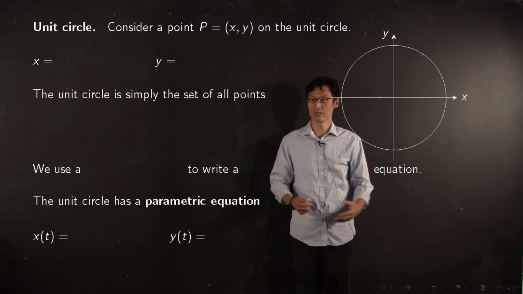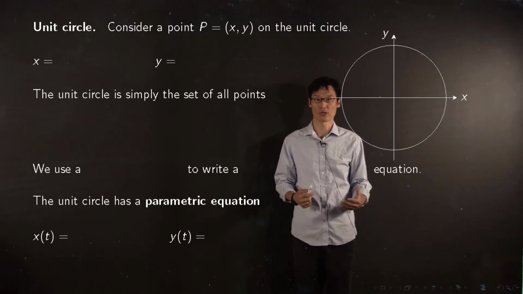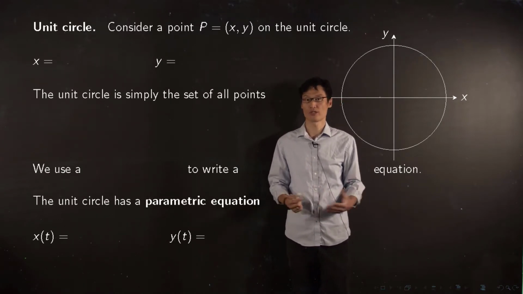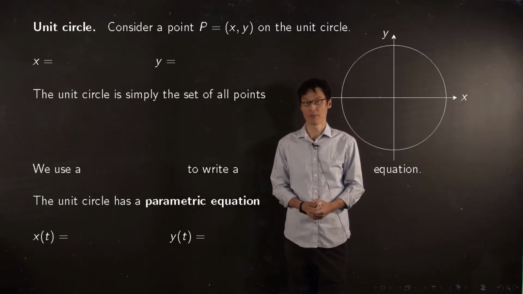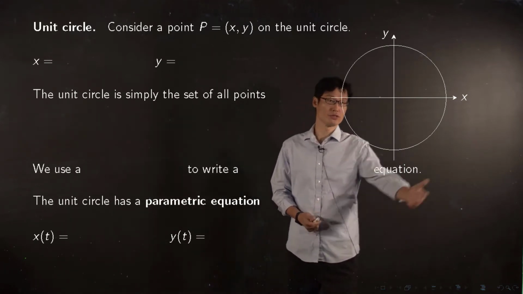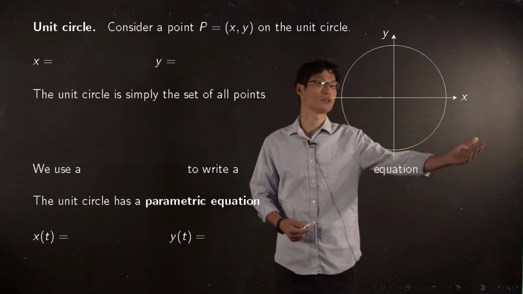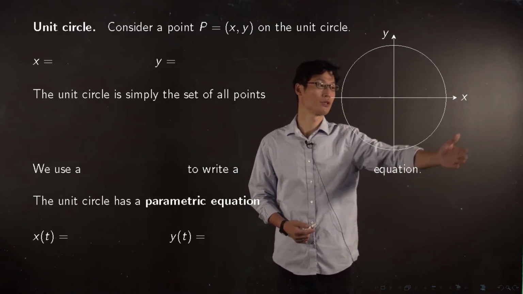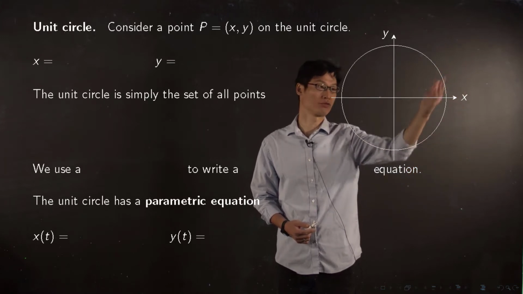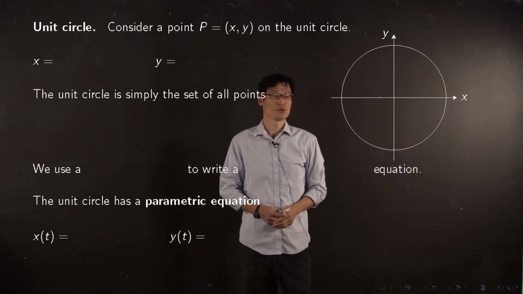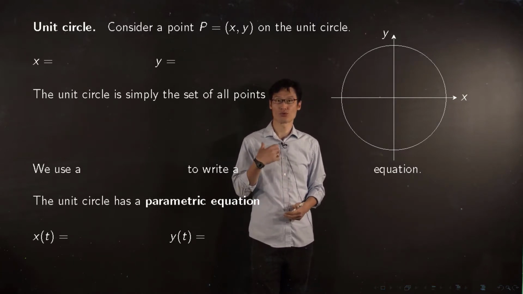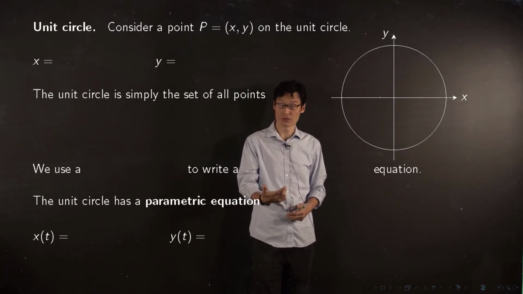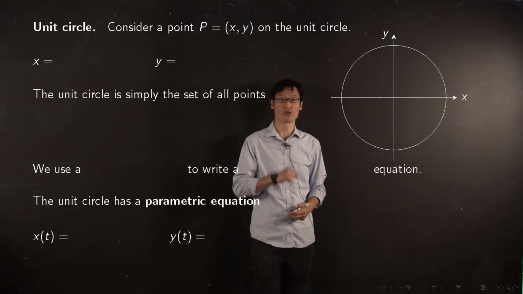All right, the topic is vector functions and parametric equations. So let me start with some nice example to illustrate the idea of the topic. So here is a unit circle. The unit circle consists of points with distance 1 from the origin. For this curve, we want to use a certain parameter to get a parametric equation.